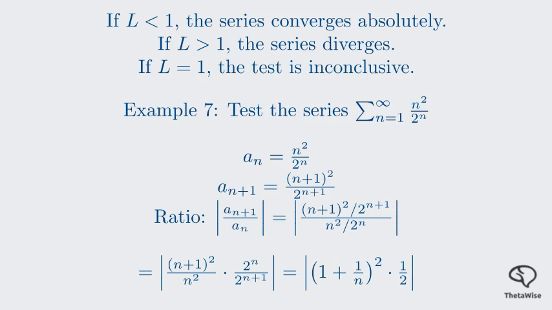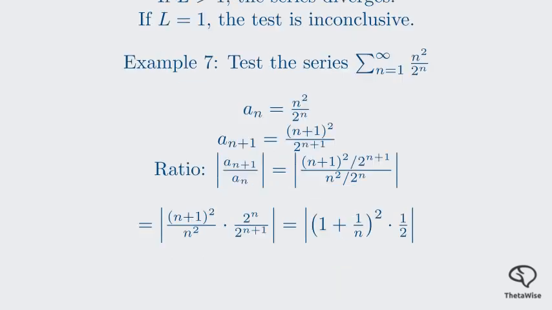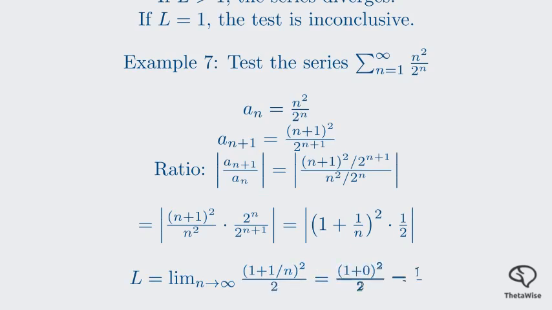Now we take the limit as n approaches infinity. The limit as n approaches infinity of 1 plus 1 over n, squared, over 2 is 1 squared over 2, which is 1/2. Since L equals 1/2, which is less than 1, the ratio test tells us that the series converges absolutely. The ratio test is a very powerful tool for determining the convergence of many series.